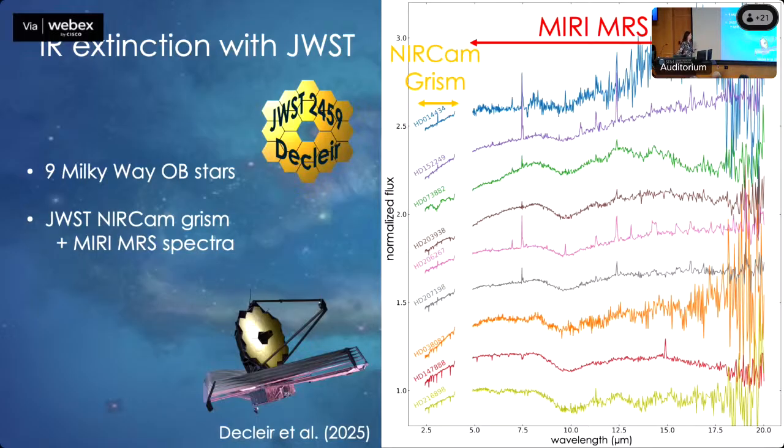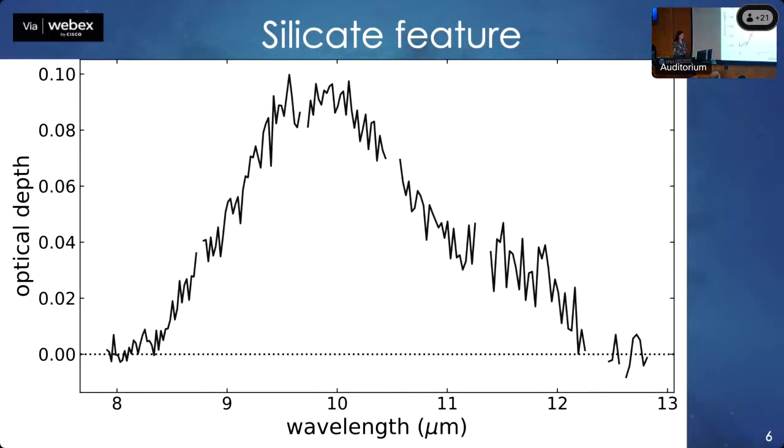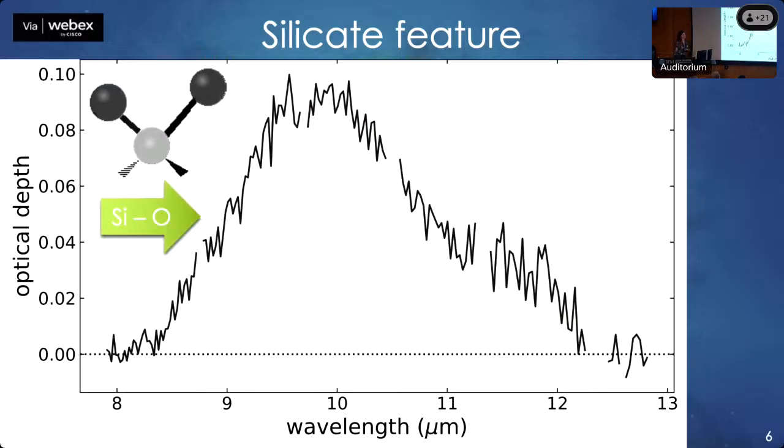You can see the spectra on the right, they look very nice. It's important to note that all of these sightlines have relatively low amounts of dust extinction with AVs between 1.2 and 2.5. So we're really probing the very diffuse interstellar medium in these sightlines. From the spectra, it's immediately clear that we have a clear extinction feature at 10 micron in all of the sightlines. This is, of course, the silicate feature. And we know that this feature is caused by the stretching of the silicon-oxygen bond in the silicate dust grain.